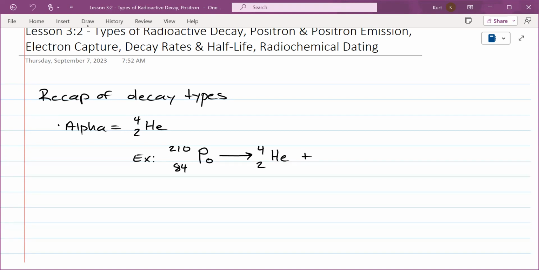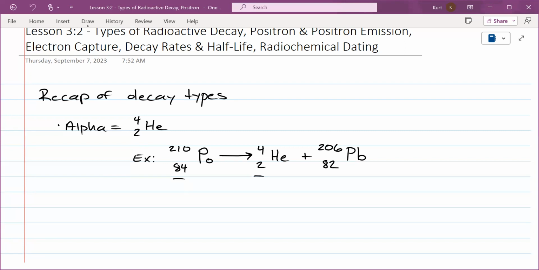Now remember, the left side and the right side must equal each other. If on the left side I have 210, and on the right side I have 4 for a mass number, 4 plus what would equal 210? So this number is going to be 206. On the left side, you have 84, and on the right side, you have 2. 2 plus what equals 84? 82. What element has an atomic number of 82? Lead. There's your mystery element.